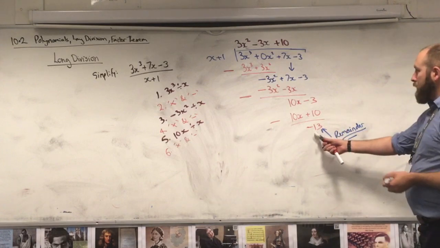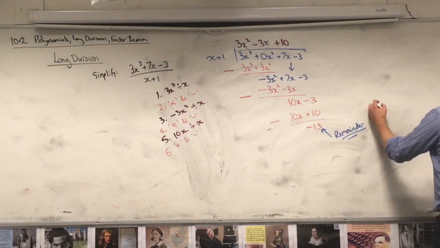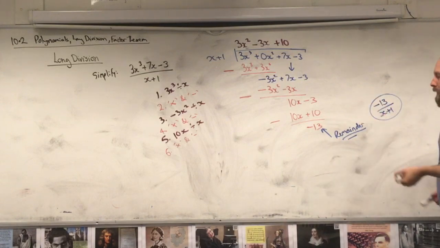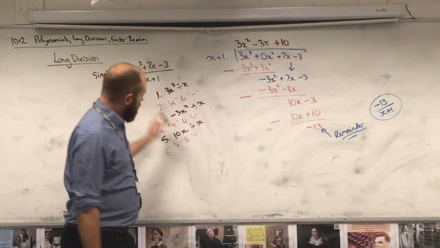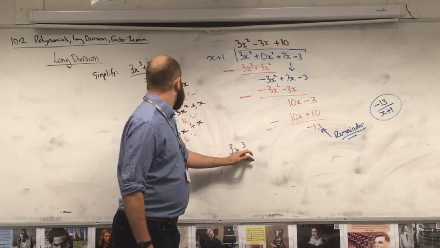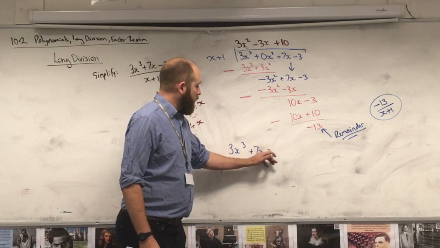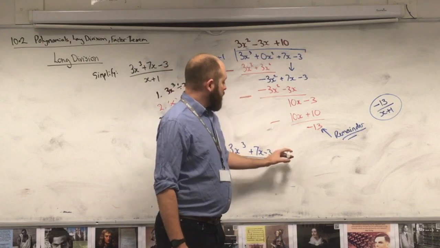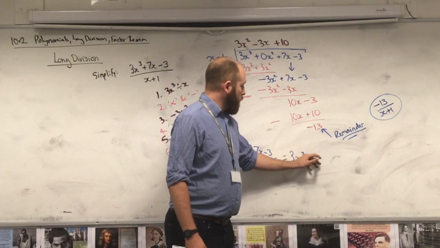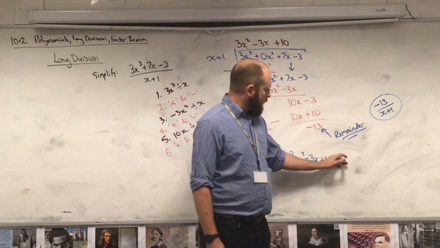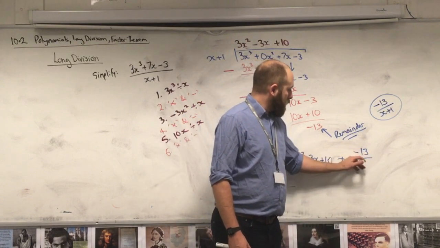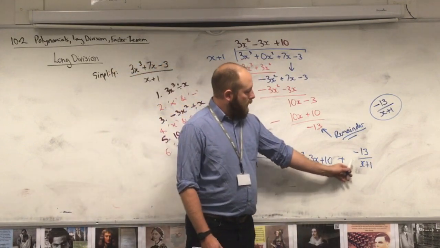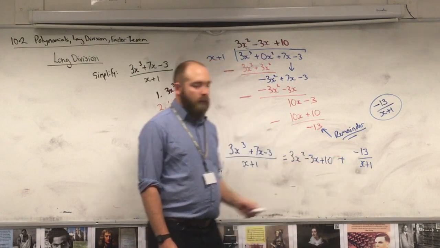What this means is that 13 couldn't be divided by x plus 1, so our remainder is minus 13 over x plus 1. So we could write out the whole thing we started with, so 3x cubed plus 7x minus 3 divided by x plus 1. We could say, well, that equals the thing we got, 3x squared minus 3x plus 10, with this remainder of minus 13 over x plus 1. So the division gave us the answer to the division plus the bit left over that we couldn't divide by x plus 1.